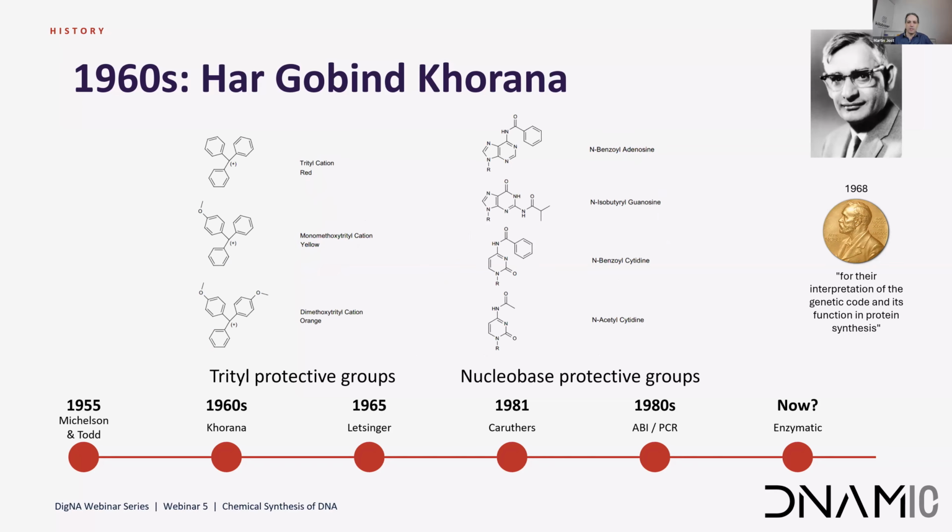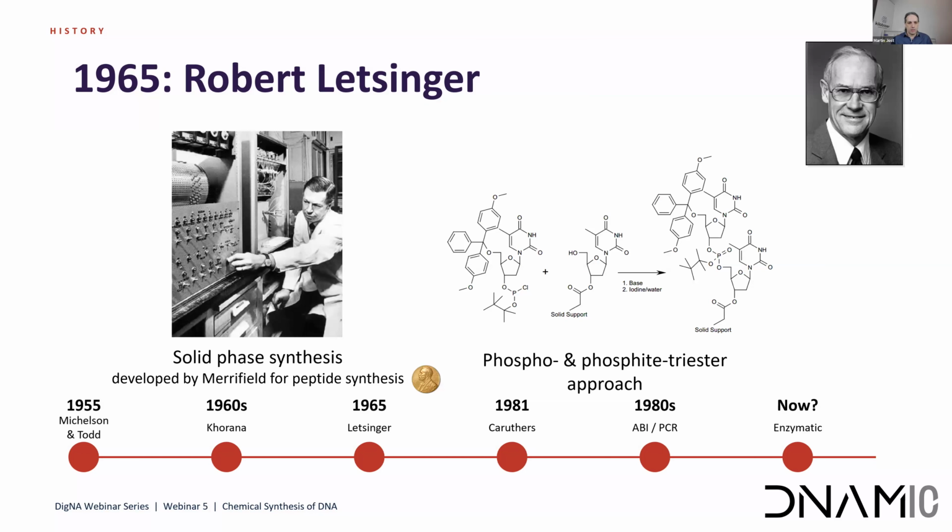In the 1970s, Caruthers' group achieved the first total synthesis of an artificial gene. This was a monumental accomplishment, but an incredibly laborious one. Go back a few years.